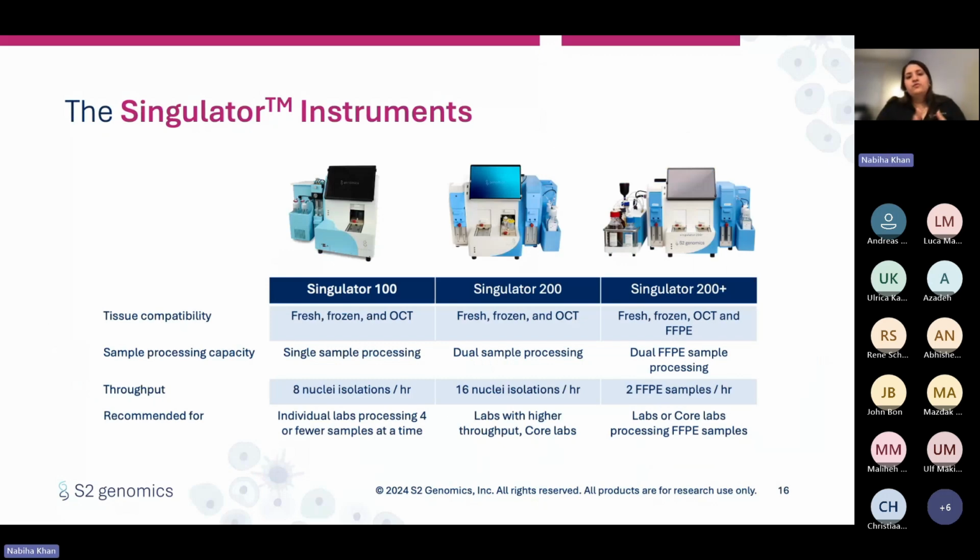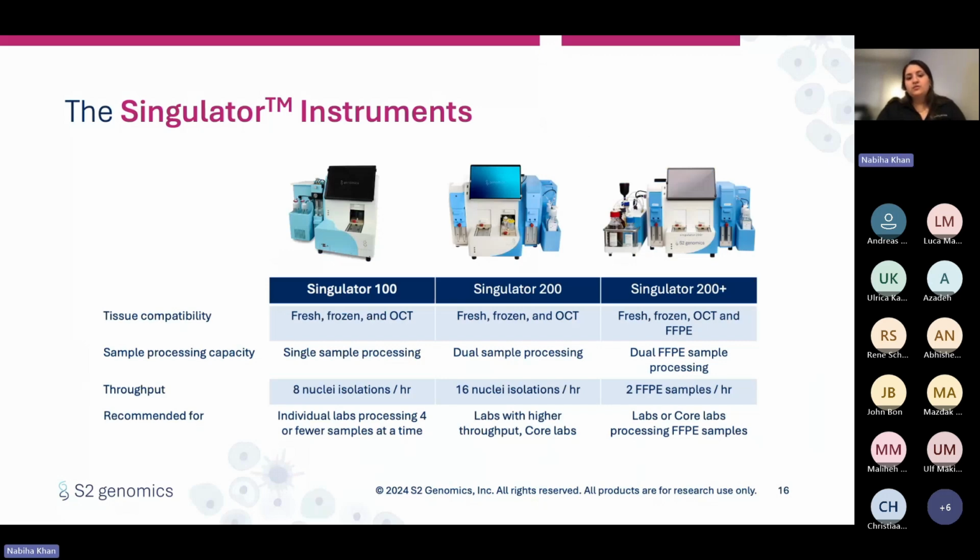So we offer 3 different Singulator instruments, and each is suitable for the needs of our individual users. Each instrument is capable of automating isolation of nuclei or cells from fresh, frozen, and OCT embedded tissues. Full automation of FFPE nuclei or cells, including the deparaffinization and rehydration process, is capable on the Singulator 200 Plus.